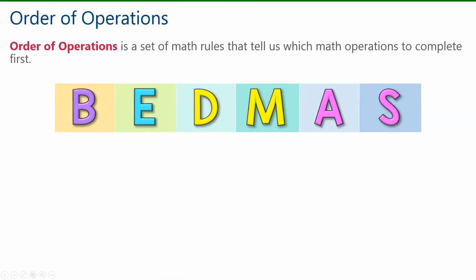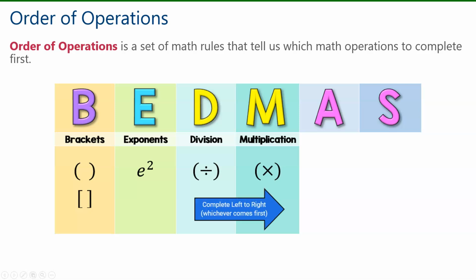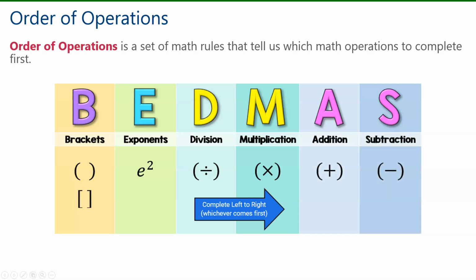If you recall, the order of operations is a set of math rules that tells us the order in which math operations should be completed. BEDMAS is the acronym we use to help remember which operations are to be completed first. As a quick recap, B stands for brackets, E stands for exponents, D stands for division, and M stands for multiplication. Remember that division and multiplication have to be completed in order from left to right. A stands for addition, and S stands for subtraction. And again, addition and subtraction are completed in order from left to right, whichever comes first.